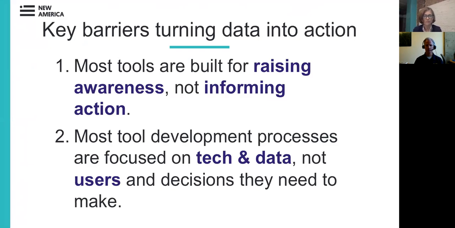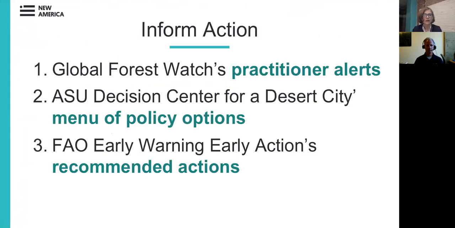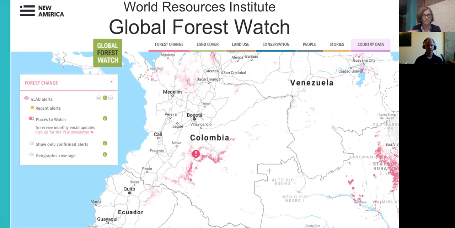For the remainder of my presentation, I'll share three examples of where each of the tools are bucking these two trends and doing a great job of informing action and focusing on user needs. First, I'll cover those tools that have made the leap from data to action. These include Global Forest Watch, ASU's Decision Center for a Desert City, and FAO's Early Warning, Early Action.